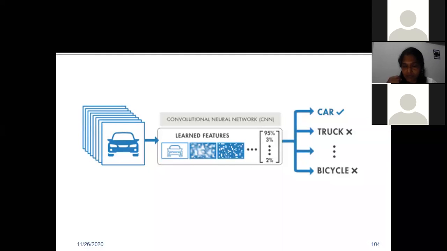So already we have fed in the database with car, truck, bicycle. So you need to prepare the database according to your input set. More number of information in your database will improve your accuracy. So 95% of the feature was similar to car pattern. So now car has been labeled or identified.